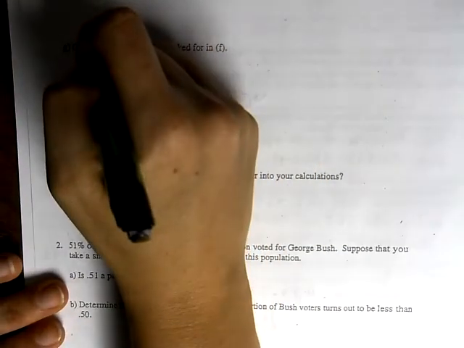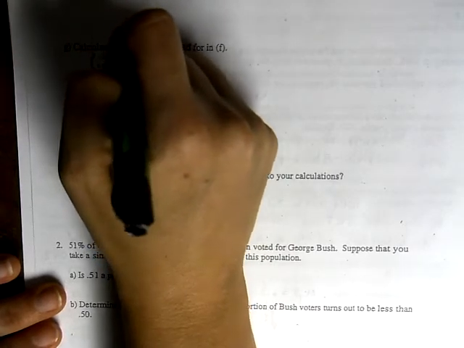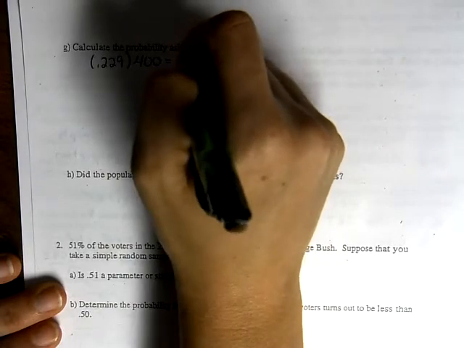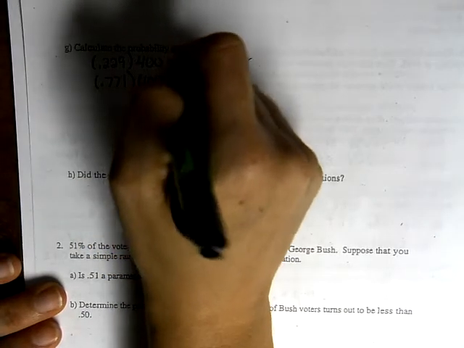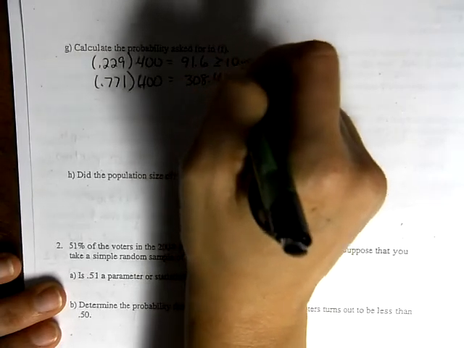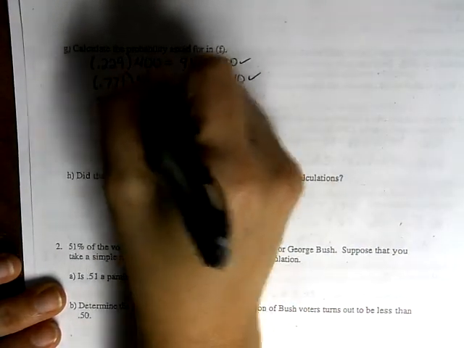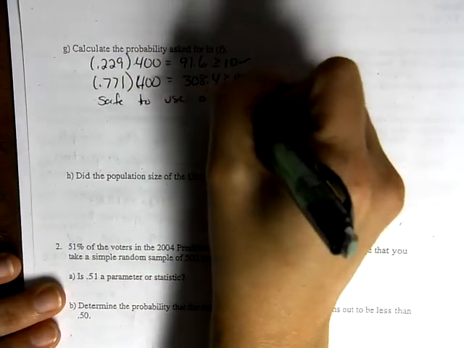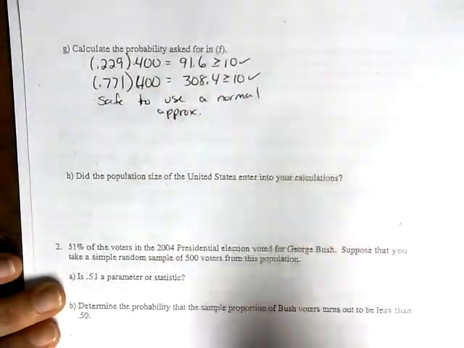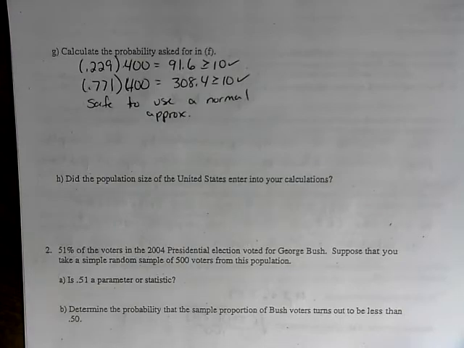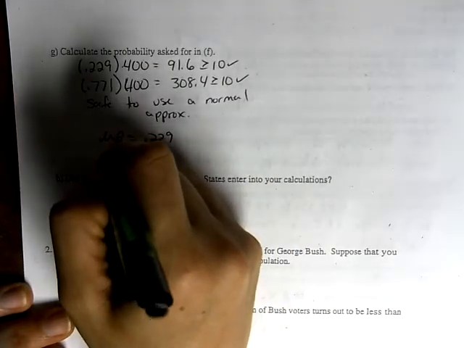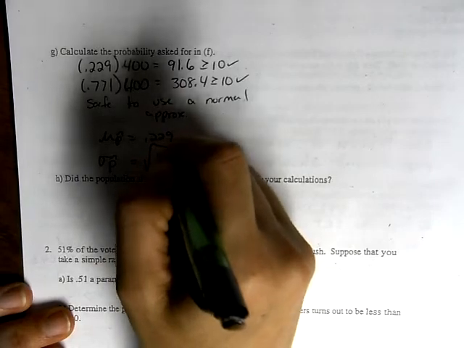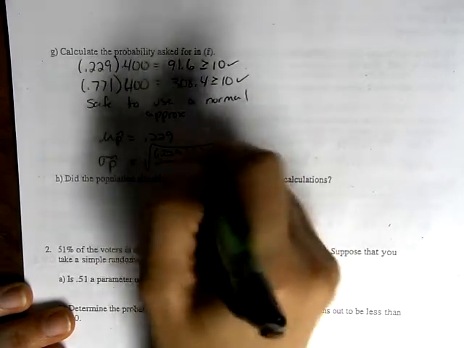So now let's actually calculate that probability. Before we do that, we got to double check, make sure we can use the central limit theorem. So 0.229 times 400 is 91.6. That's greater than or equal to 10. 0.771 times 400 is 308.4. That's greater than or equal to 10. So it's safe to use a normal approximation. Again, just get used to writing that. You're going to be doing it a lot in chapters 9 to 12. So our mean is going to stay 0.229, but now our standard deviation should get smaller: the square root of 0.229 times 0.771 divided by 400.